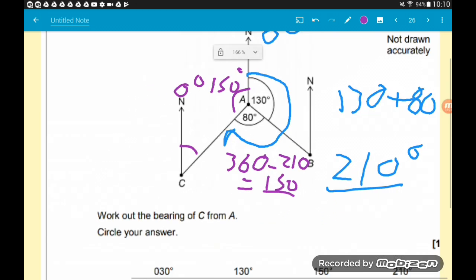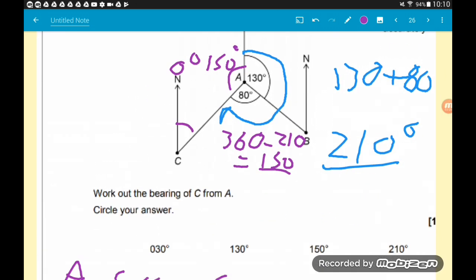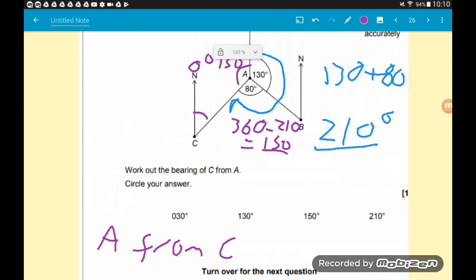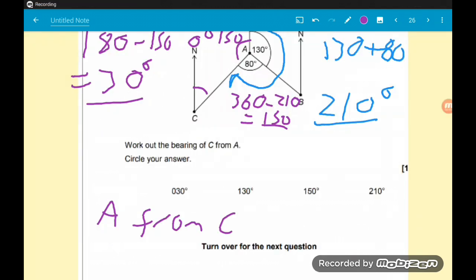Now as I said, that angle and the bearing that we want are co-interior angles. Co-interior angles sum together to give us 180. So the bearing of A from C is 180 minus 150, which would be 30. But remember, bearings are always in three figures, so 30 degrees as a bearing is 0, 3, 0 degrees.